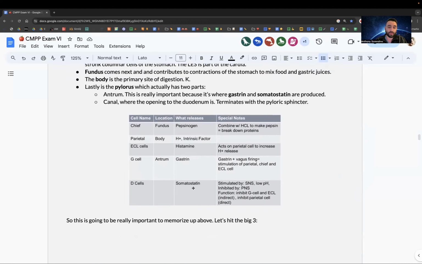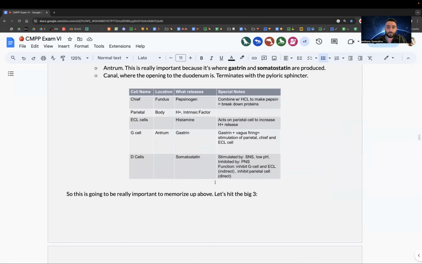And then D cells, this is important here. So somatostatin, this is going to slow down, this is going to end the process. So I believe when food is going through the pylorus and is now in the duodenum, D cells kick in, somatostatin comes in and stops all of this. It inhibits gastrin. It even says here, inhibits G cell and ECL and parietal cells. So it's going to stop all of this acid production.